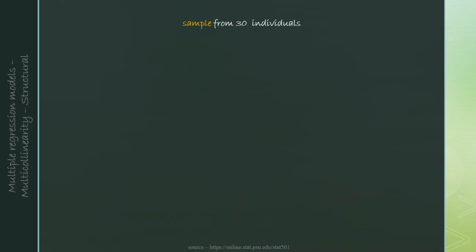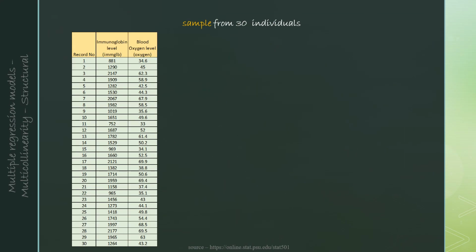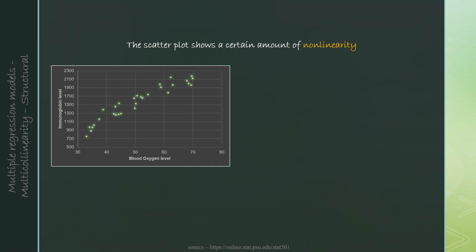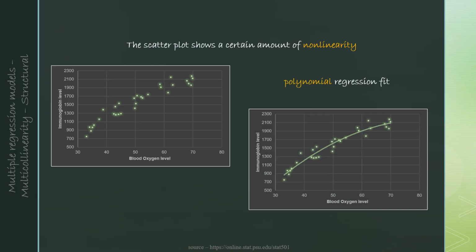Here is the sample consisting of data collected from 30 random individuals. The scatter plot between the response, immunoglobulin level, and the predictor, blood oxygen level, is presented below. The scatter plot shows a certain amount of nonlinearity. That motivates us to go for a polynomial regression fit.